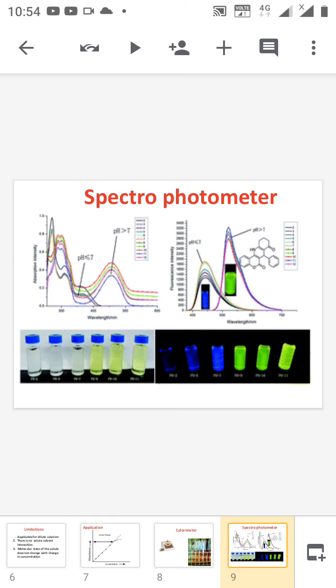On the right-hand side, I have shown the graph of a fluorescent material. By measuring the fluorescence, we can determine the concentration of the material present in the solution.